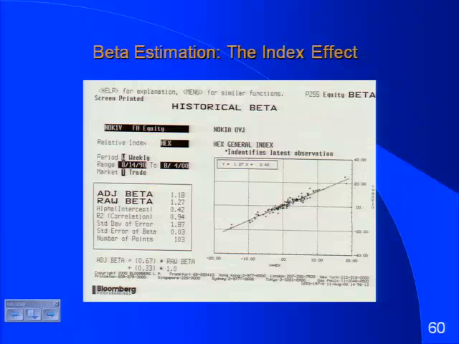I saved this page just to carry this to its absurd limit. Nokia is a Finnish stock, right? So you go to Bloomberg, say, give me the beta for Nokia. Bloomberg does what it always does, runs a regression against a local index, and the local index happens to be the Helsinki Exchange, the HEX. Now, I'll make a confession. I never really tracked the HEX. I didn't even know there was an index called the HEX until I ran this regression.